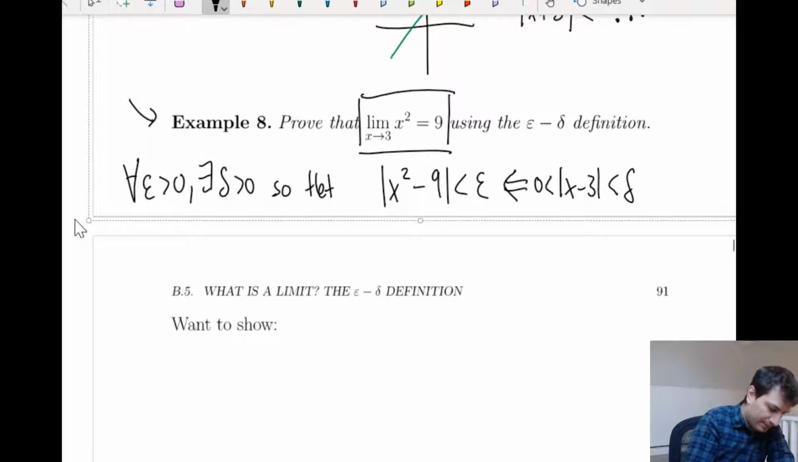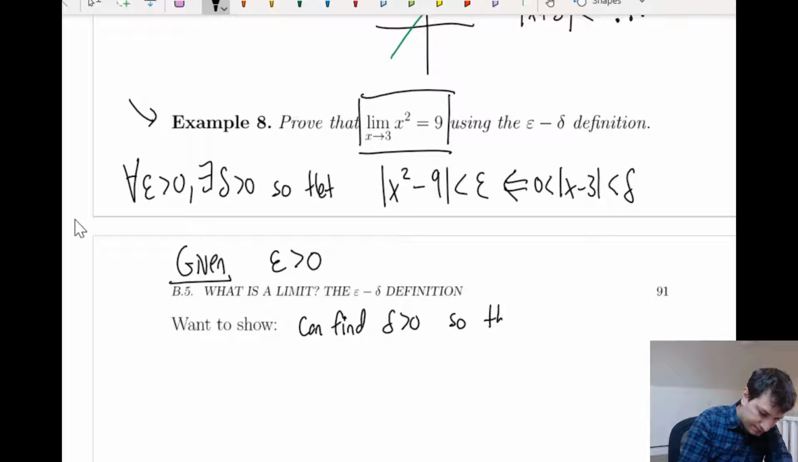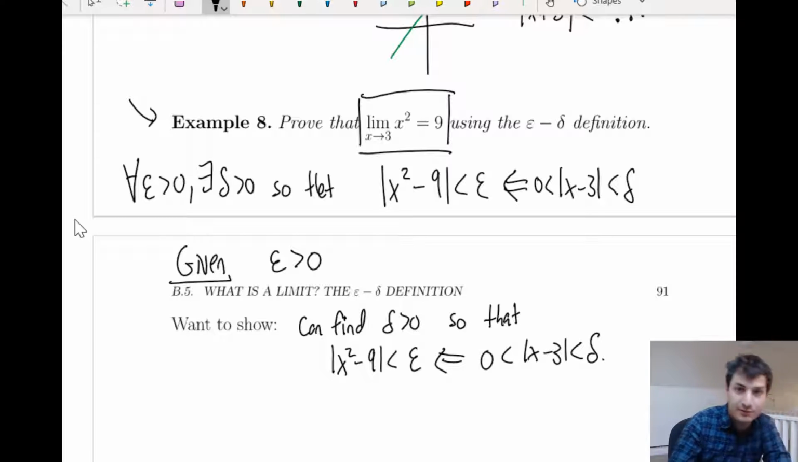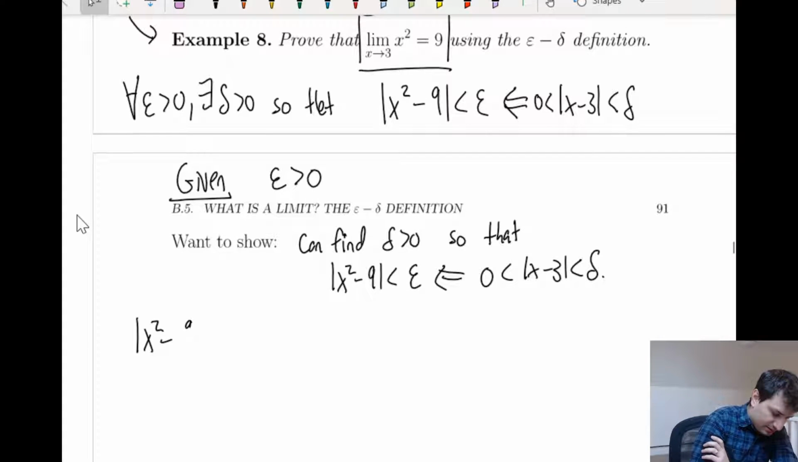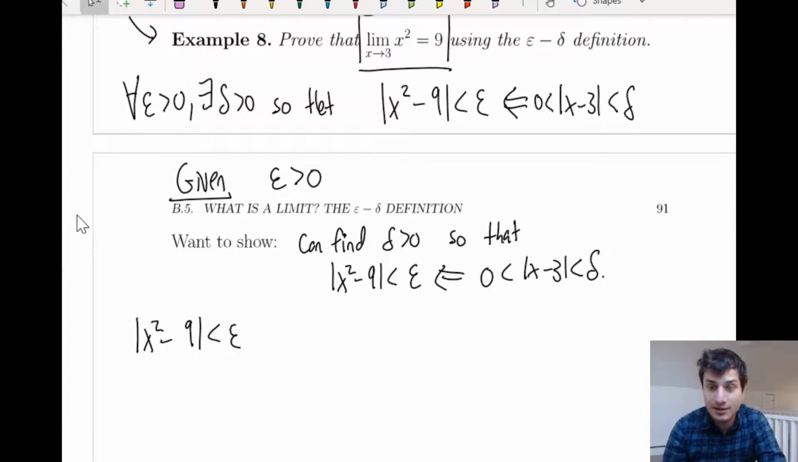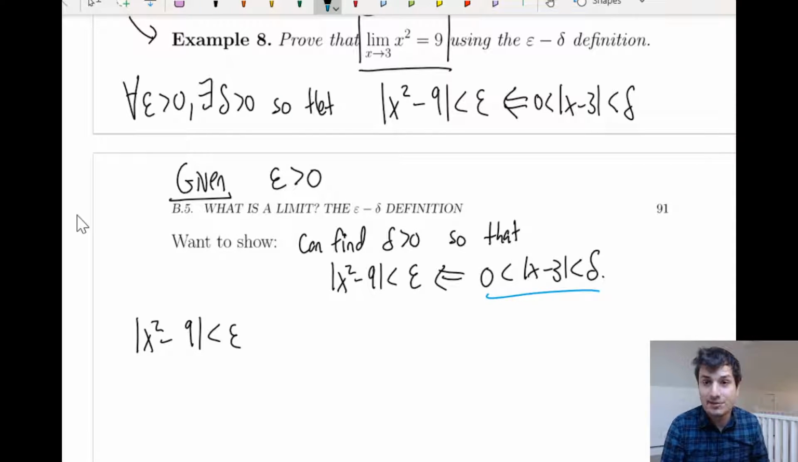So what do we want to show? Let's see what we're given. We're given epsilon greater than 0, and we want to show that we can find delta greater than 0 so that the absolute value of x squared minus 9 is less than epsilon whenever 0 is less than the absolute value of x minus 3, which is less than delta. Okay, so we're going to start with the absolute value of x squared minus 9 less than epsilon, and we're going to try to eventually make our way to the absolute value of x minus 3 less than delta.